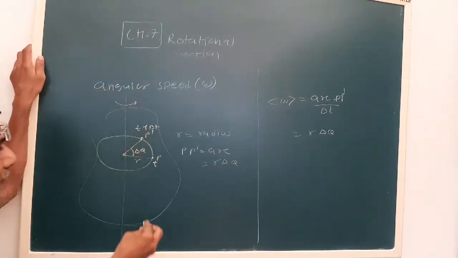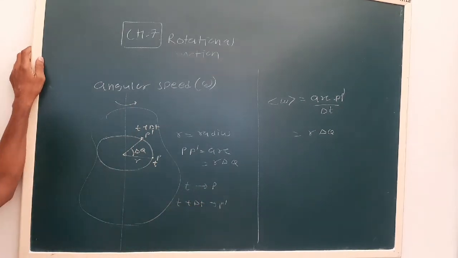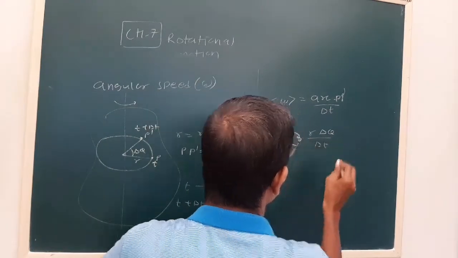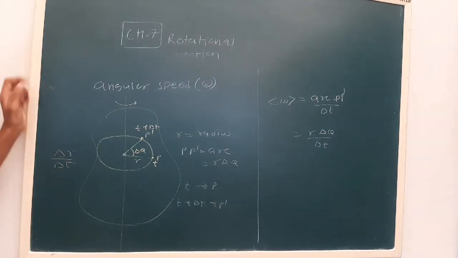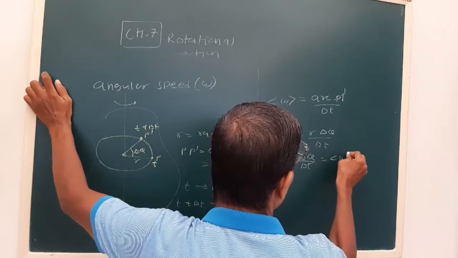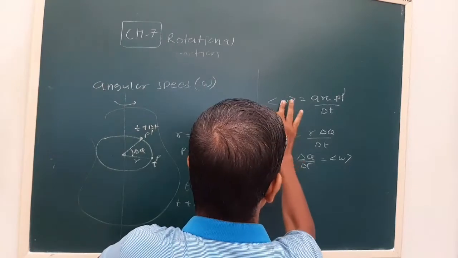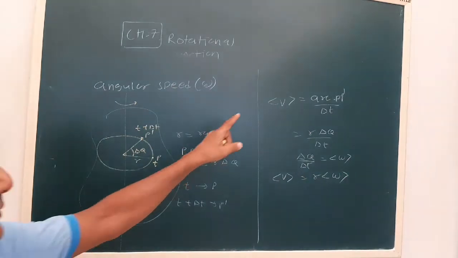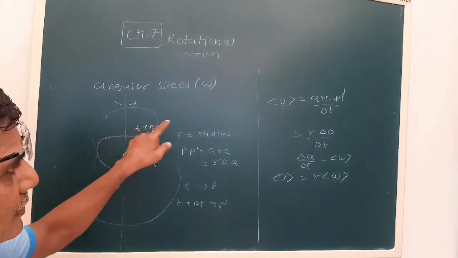See the time interval. At time t the position is P, at t plus delta t the position is P dash. So what is the time interval? That is delta t. Just as we write delta r upon delta t is the speed, here delta theta upon delta t is called the average angular speed. First we write in terms of the average speed. This is the linear speed, v is equal to r into omega. The average linear speed is the length of the arc PP dash upon the time interval.